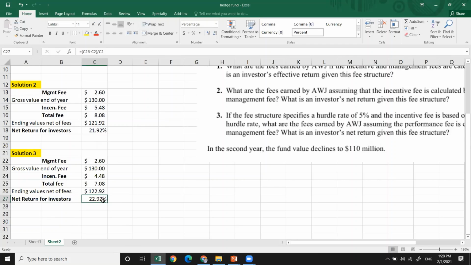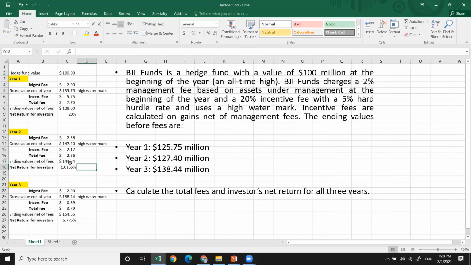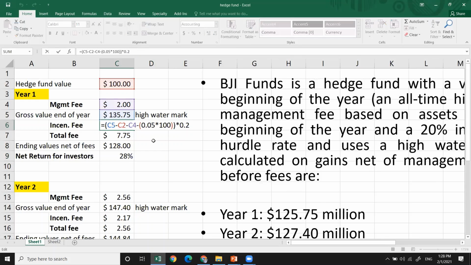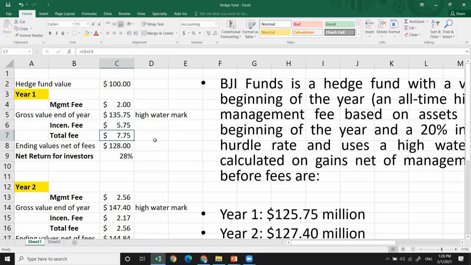Okay. Do you have any questions up to this point? No. Okay, great. Professor, can I ask? Yes, sure. In previous examples, you wrote about the high water mark. Yes, here. Do we need to write it in this example? Yes, you can write it.